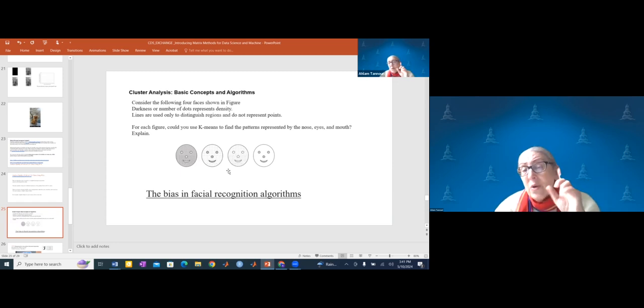When I talked about that, a student recently started to think about the bias in facial recognition and how you can use some of these concepts to work on that. So we are starting to work on that.